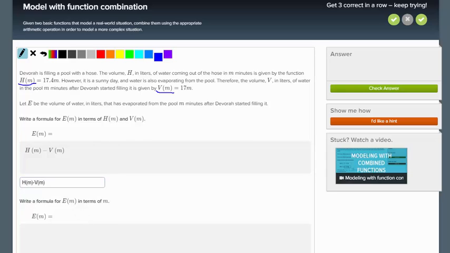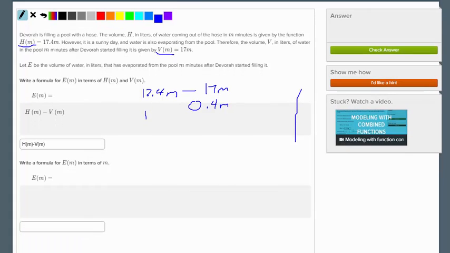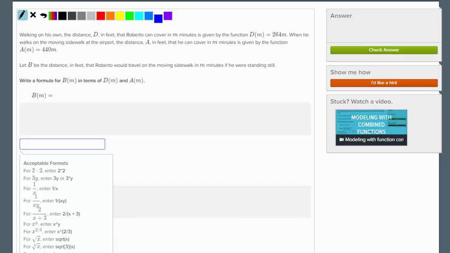H of m is 17.4 m. I'm not sure why I put that decimal there. Let's get rid of that. 17.4 m minus V of m, which is 17 m. 17.4 m minus 17 m should be 0.4 m. So let's put that in. 0.4 m. All right, I think one more.